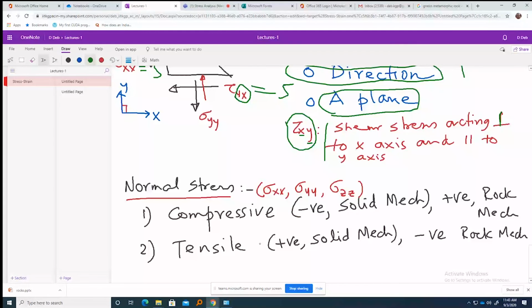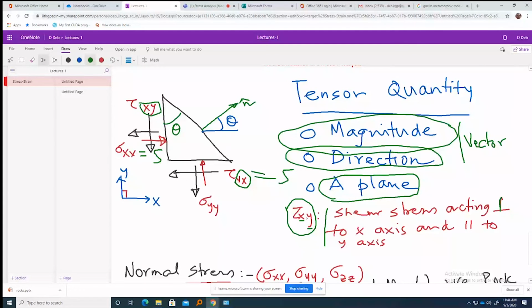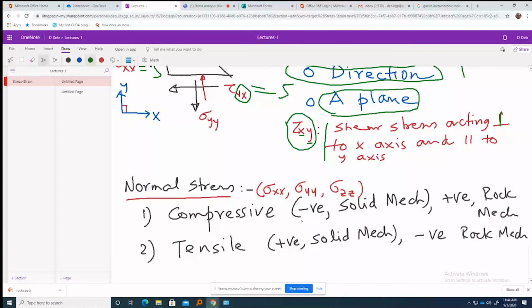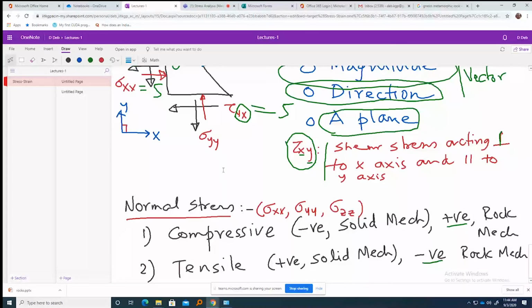So the sign convention of normal stress is given to you. Compressive is negative, tensile is positive. For rock mechanics it is just the reverse, and that is what we will do. Now the question comes, what is the sign convention of shear stress? Let me tell you why I am saying this.